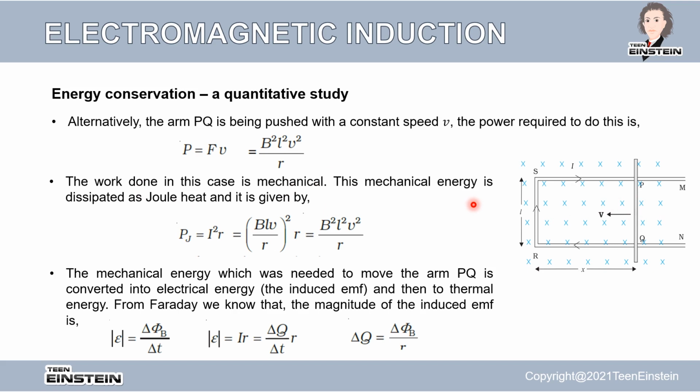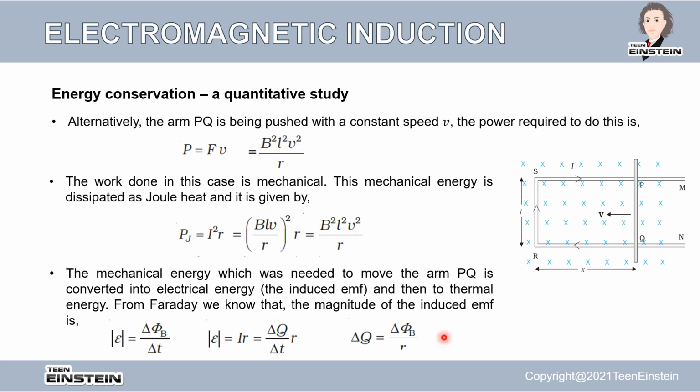So where does this mechanical energy go? When you move this arm, you're giving some mechanical energy. So this mechanical energy is dissipated as joule heat and it is given by I squared into R. So Pj equal to I squared into R, which is equal to BLV divided by R the whole squared, because we are just substituting for I, into R. So what we get is B squared L squared V squared by R, exactly the same as this.